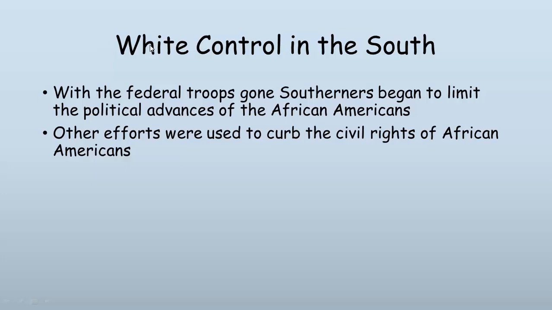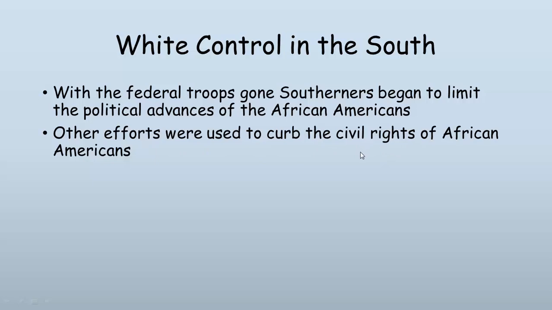White control is back in the South after 1877. As long as the federal troops are gone, the Southerners begin to limit the advances made by African Americans. There were other efforts that were used to curb African American rights.